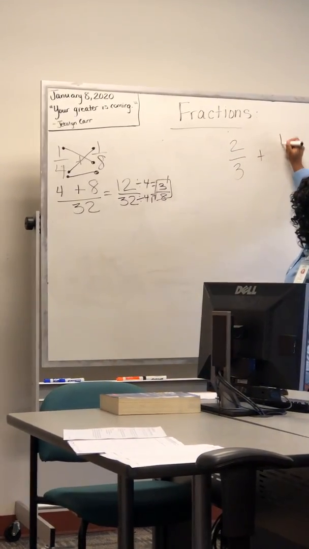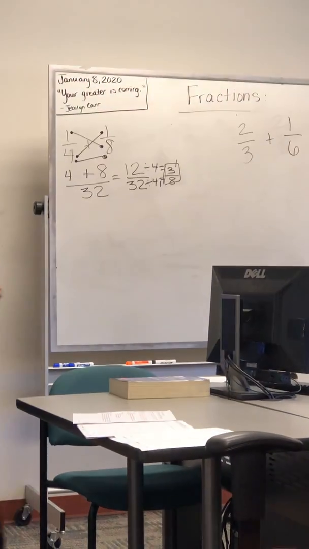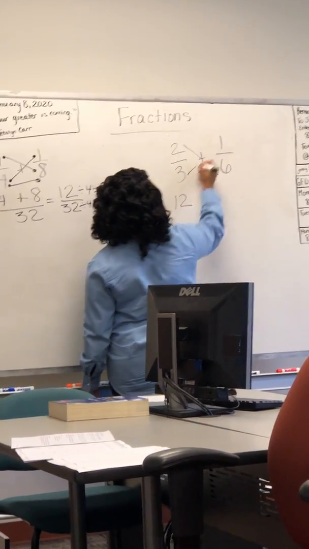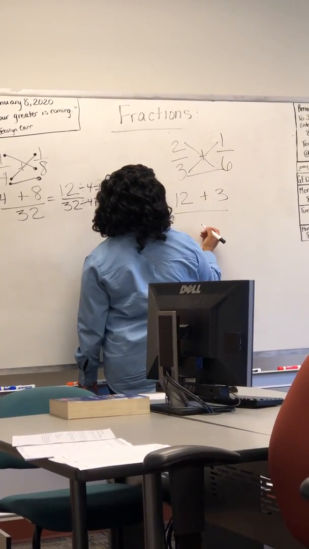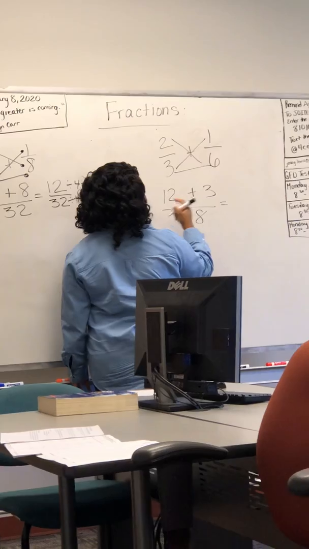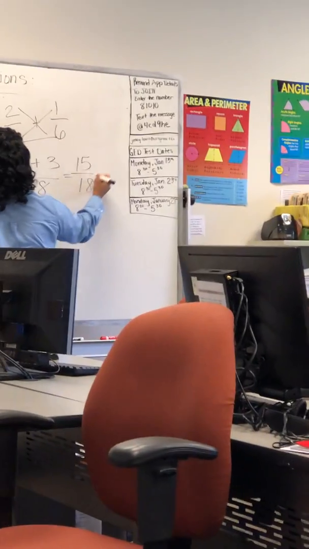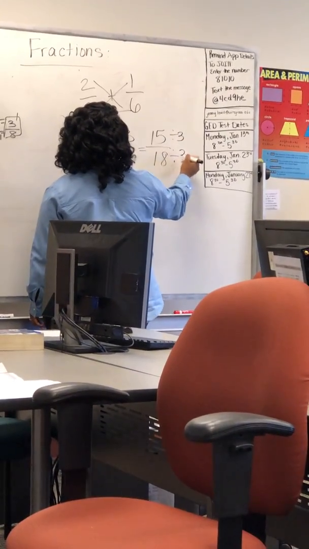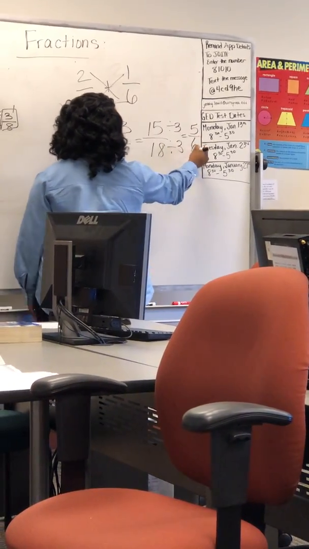Two-thirds plus 1/6. We're going to try the Mr. A way. What's 2 times 6? 12. What's 3 times 1? 3. What's 3 times 6? 18. What's 12 plus 3? 15. My bottom is? 18. What can I divide into both 15 and 18? 3. What's 15 divided by 3? 5. And 18 divided by 3? 6. Absolutely.